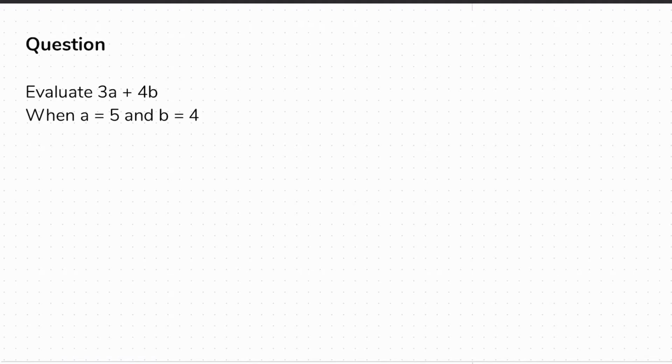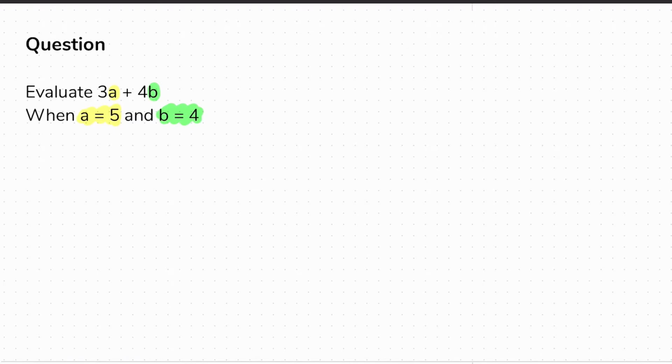So this question is asking us to evaluate 3a plus 4b. Now this a and this b are variables. We know that they have some value, we just don't know what the value is. But the question, or a substitution question, will always tell you what those values are. So here we've got a is 5 and b is 4.